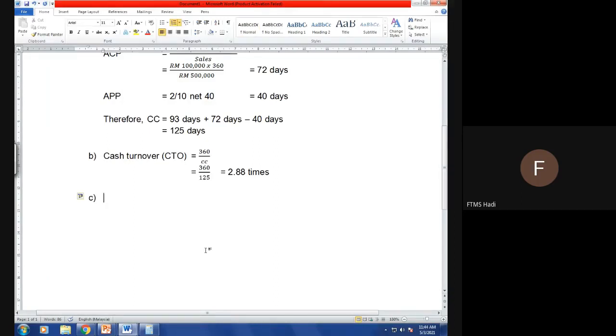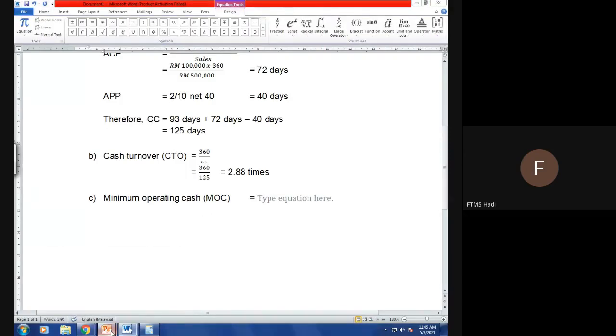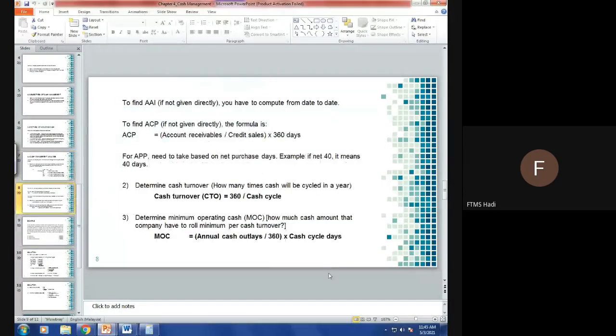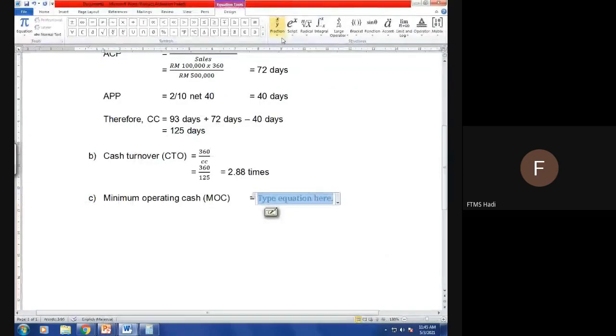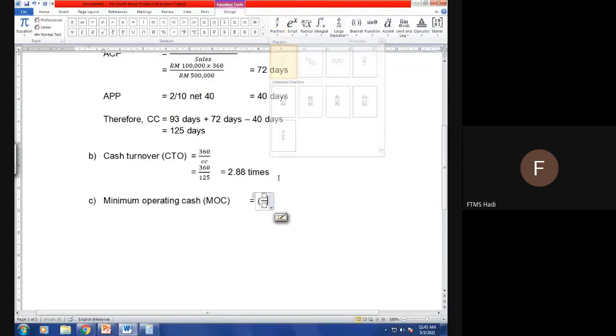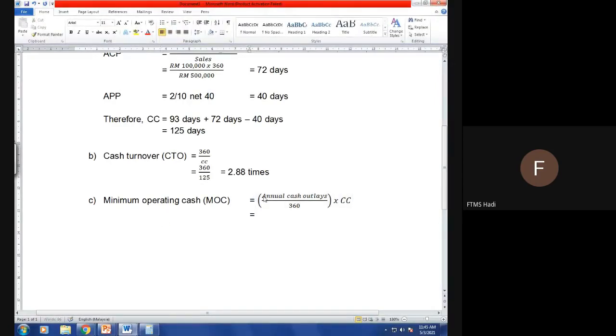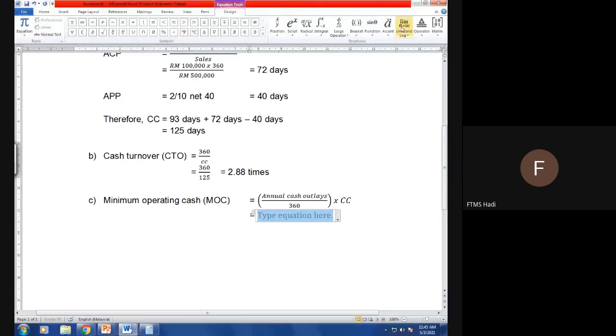And the last one, minimum operating cash, which is MOC. So the formula will be, let me check back the formula. Yeah, this is the formula. Only three formulas in this chapter, so you don't have to worry about that.